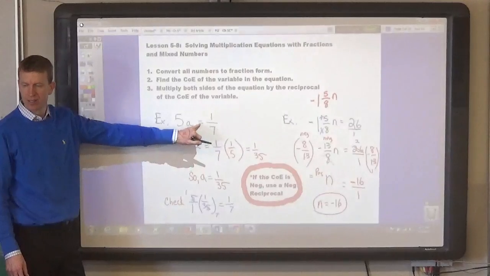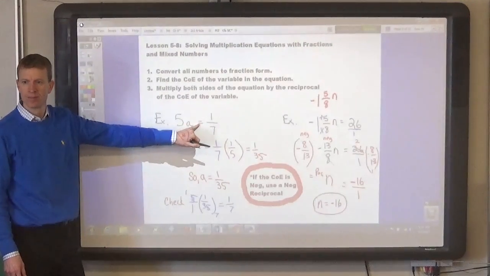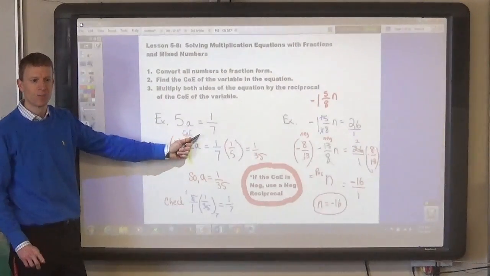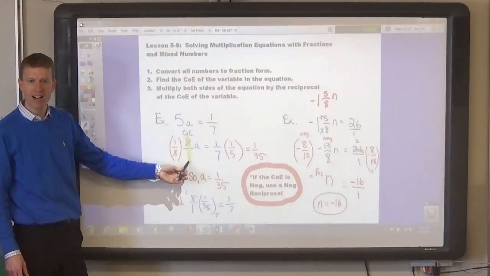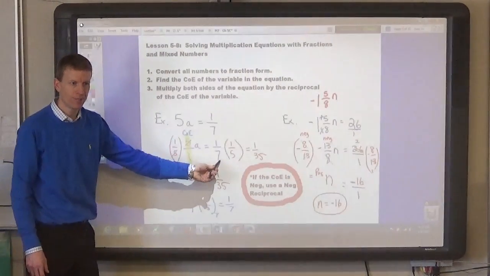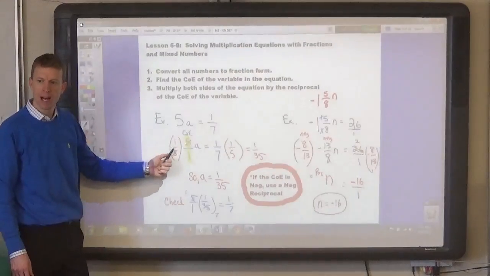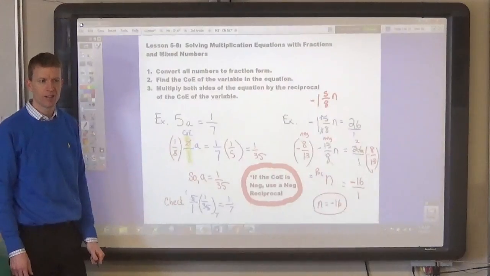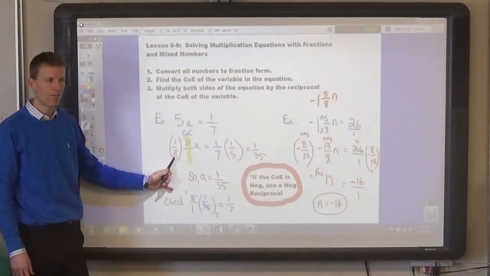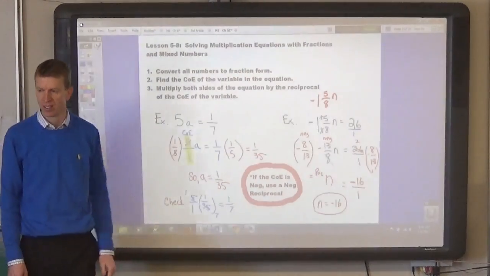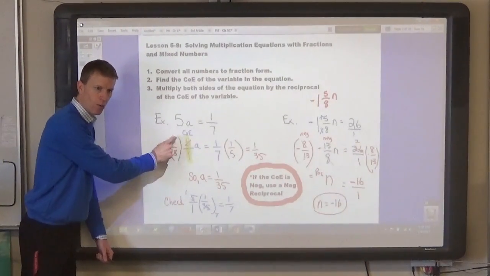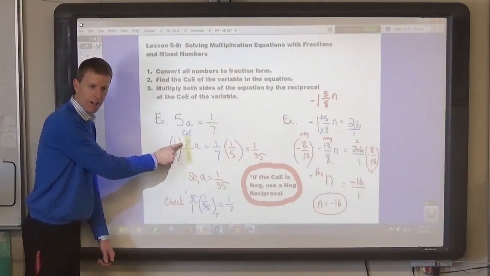Are you with me so far? Yeah. No? We found the coefficient. We wrote it over 1 to make it a fraction, because the other number is a fraction. And then multiplied by its reciprocal on both sides. Okay? Why do you use the reciprocal of the coefficient of the variable? That's a lot of words. Why do you use the flipped fraction, or the reciprocal of the coefficient of the variable?